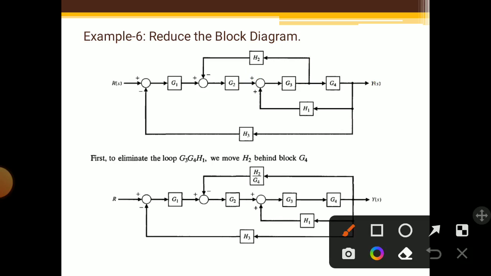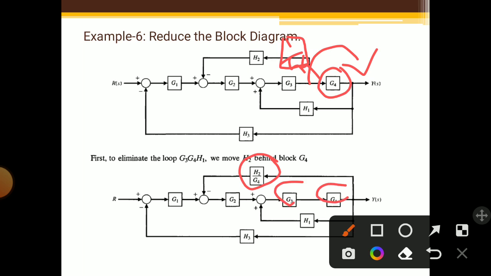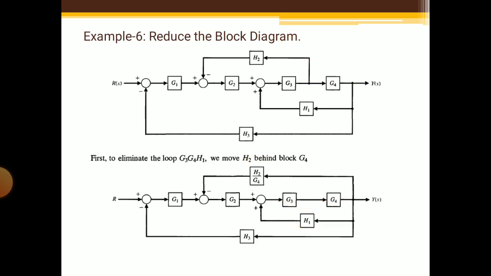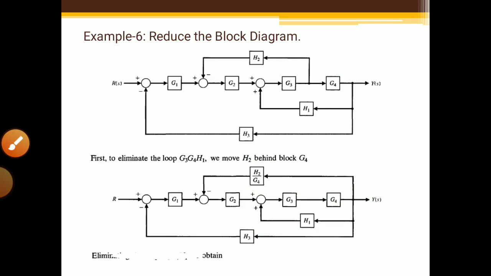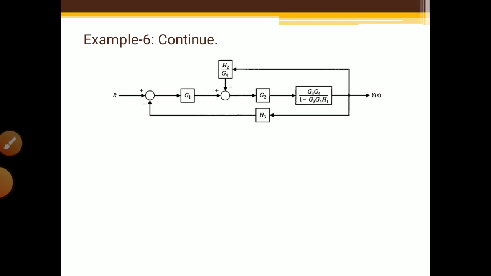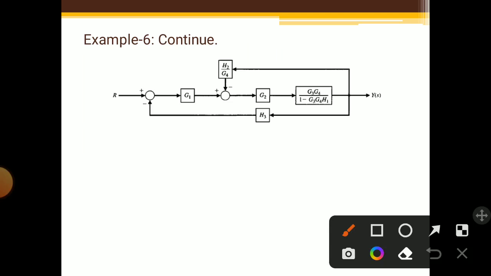So when we are moving this pickup point behind this block G4, what we have to do? We have to add the reciprocal of this G4 over here, 1 upon G4. Okay. That's why we have written here S2 upon G4 in the upper line. Okay. And G3 and G4 are separated now, they are in series, and H1 is also simplified. Okay. Now the problem is simplified. Now you can solve this feedback loop very easily. So now you see the diagram. Now we have eliminated this feedback loop.